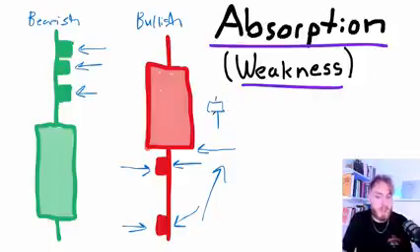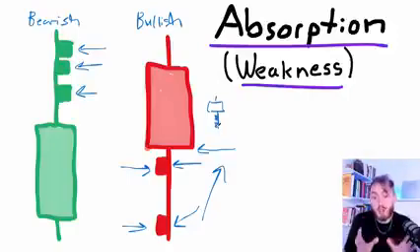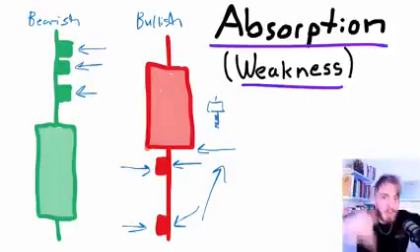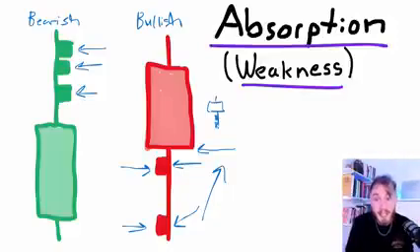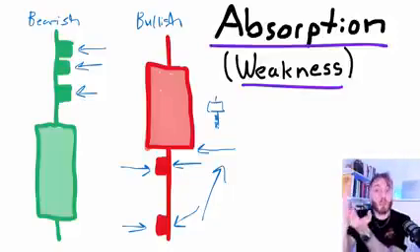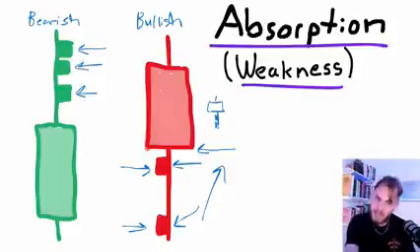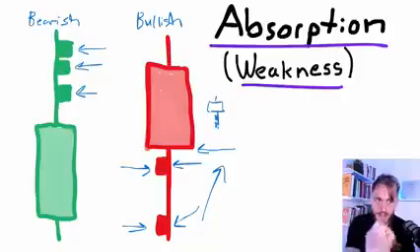What you will notice if you study hammer candles is that many times they will have this bullish absorption happening. Basically, sellers try to push the price down, but they fail. The selling pressure gets absorbed and pushed up. That is why this is a bullish sign.